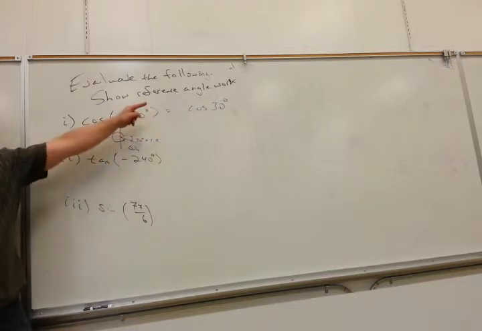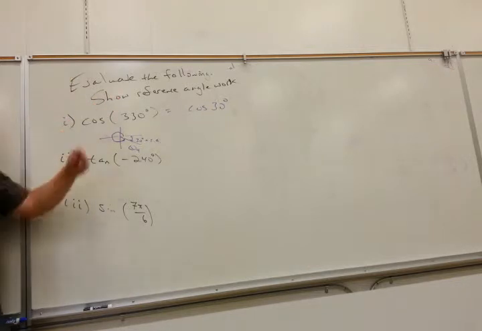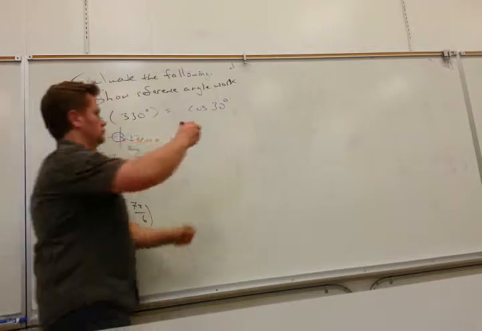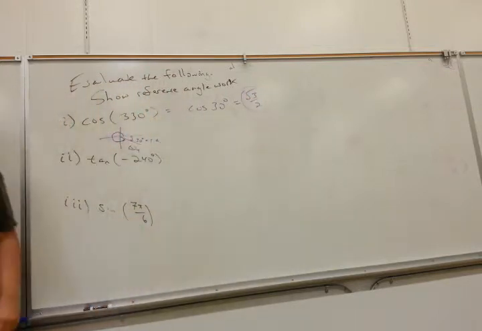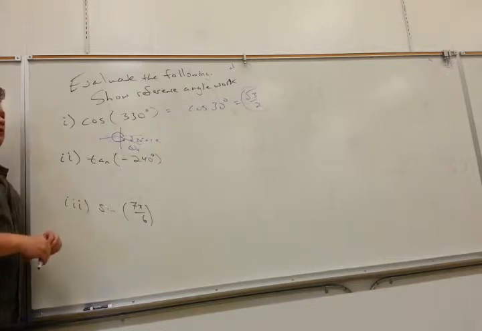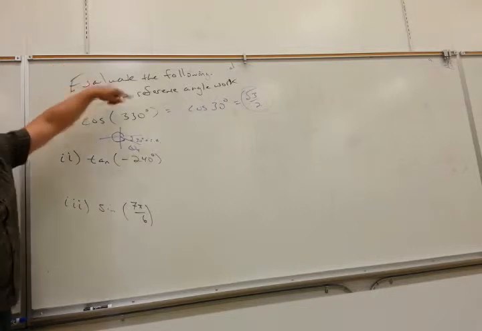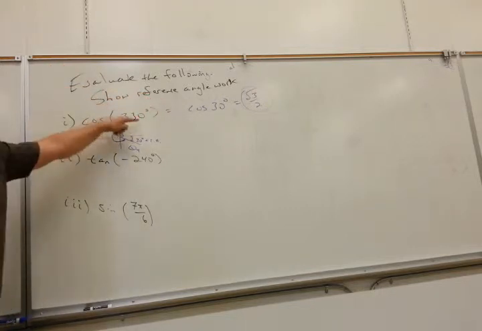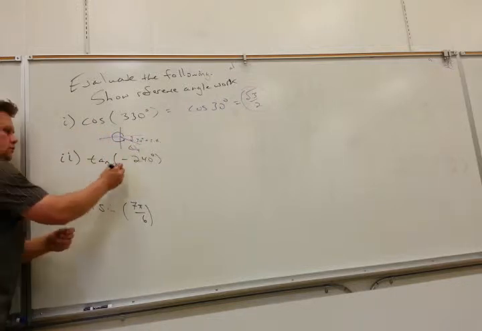And what's the cosine of 30 degrees? Good. It's closer to the x, so it should be the bigger value, root 3 over 2. Sweet. So your answer will be that. That's it. Evaluate the following: cosine 330 equals that. Show reference angle work. Cool. What about this guy here?